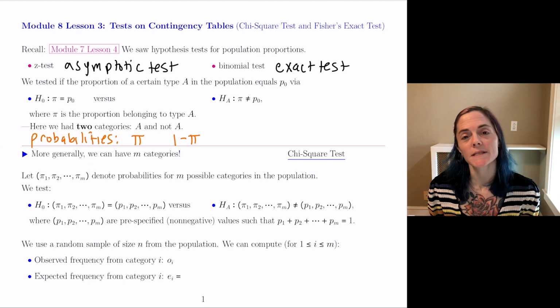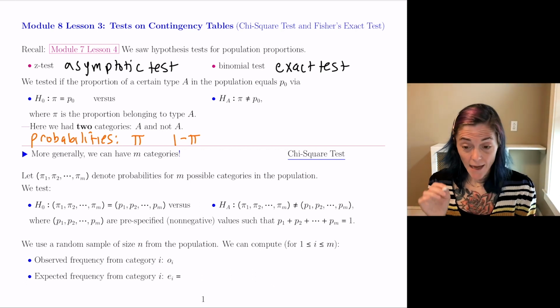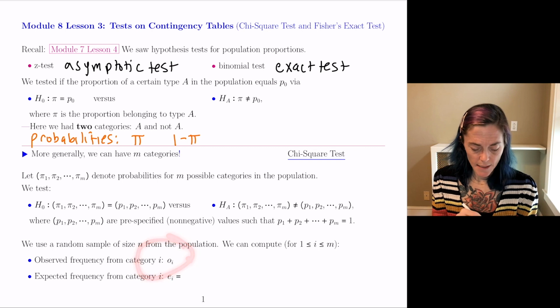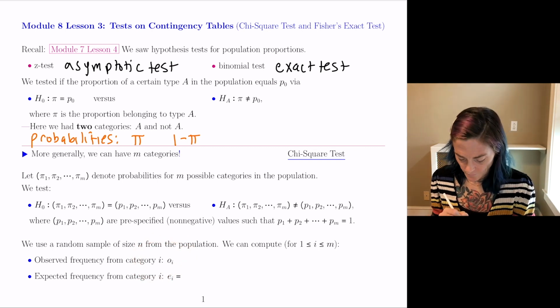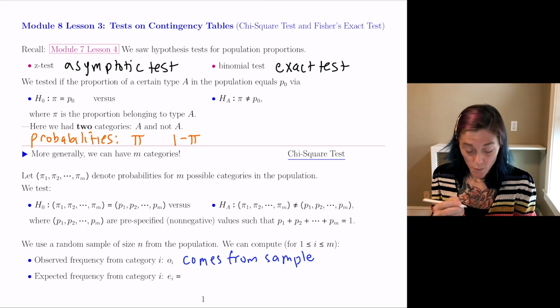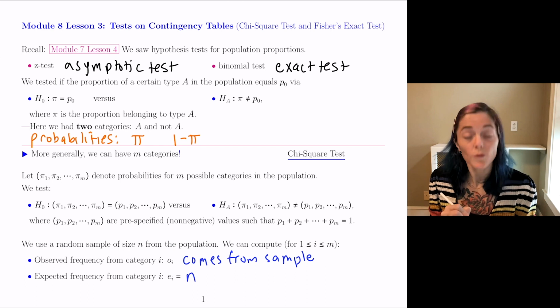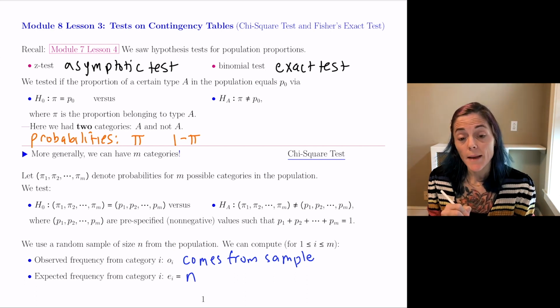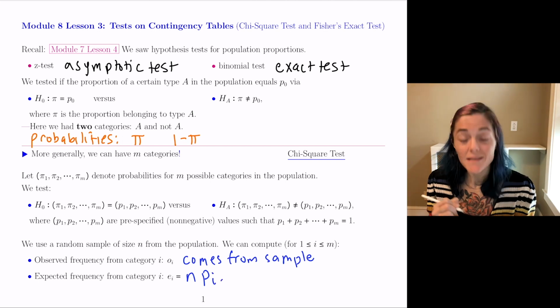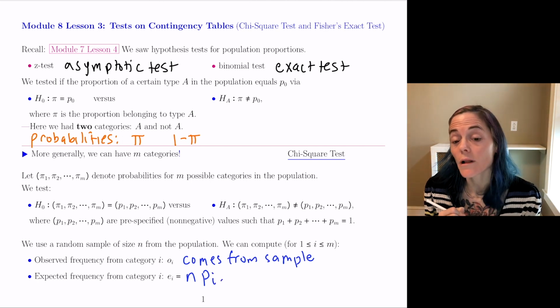Well, we use a random sample of size n from the population. And for each category, we can calculate the observed frequency. This comes from the sample. And then we can calculate the expected frequency for category i. This would just be n, the total number in our random sample, times this probability p sub i. This is the expected frequency under the null hypothesis.